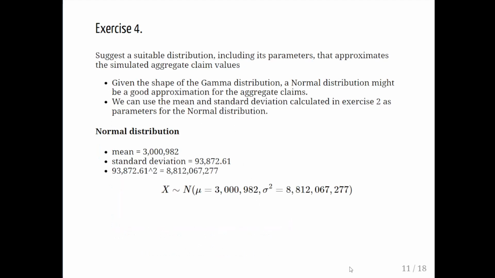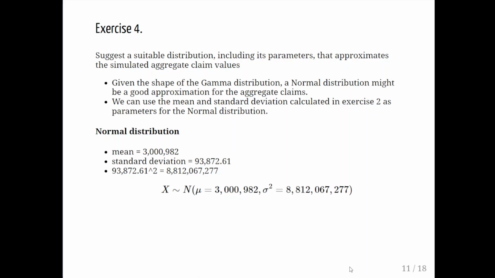Okay. Suggest a suitable distribution, including its parameters, that approximates the simulated aggregate claim value. Given the shape of the gamma distribution, a normal distribution might be a good approximation for the aggregate claim. So we can use the mean and standard deviation from exercise 2 as the parameters for the normal distribution. So there they are again, okay?